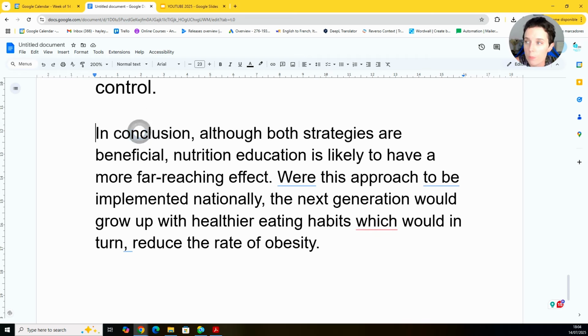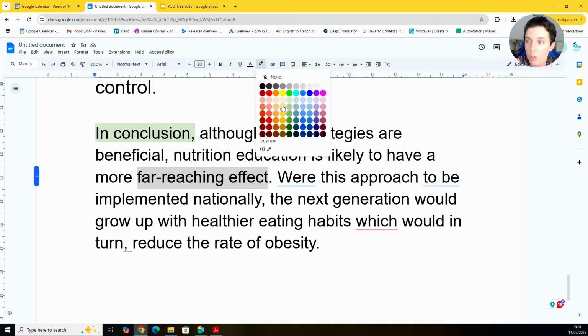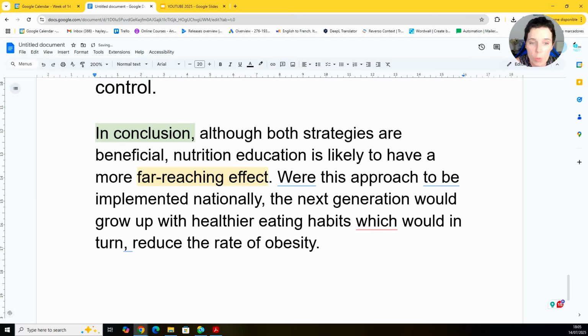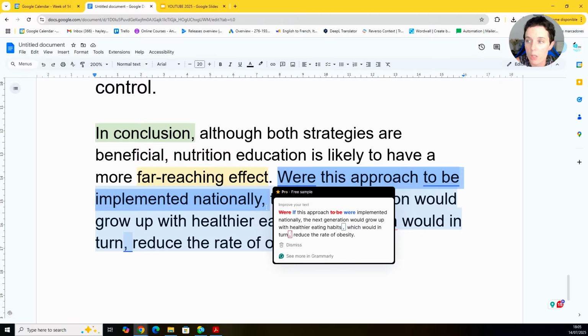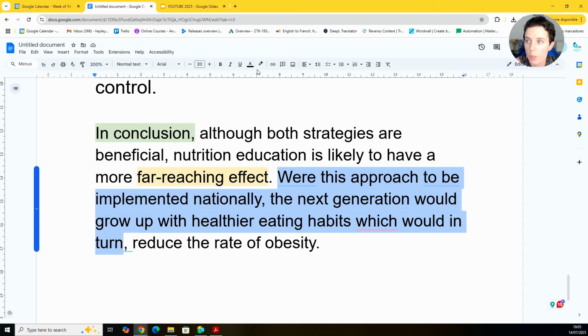In conclusion, although both strategies are beneficial, nutrition education is likely to have a more far-reaching effect. Were this approach to be implemented nationally, the next generation would grow up with healthier eating habits, which would in turn reduce the rate of obesity. Another inverted conditional. Okay. Boom. There we go. That's our essay. Done.